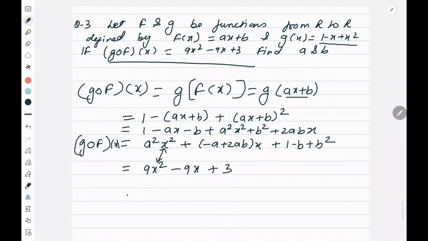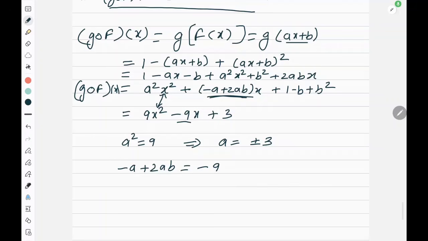So what can I say? a square is equal to 9, which gives me a is equal to plus minus 3, correct? Now look at the coefficient of x. The coefficient of x here is minus a plus 2ab and the coefficient of x here is minus 9. So what I'll write is minus a plus 2ab is equal to minus 9. Now when we are comparing the coefficient of x, I got this. Now a has two values, plus 3 and minus 3.